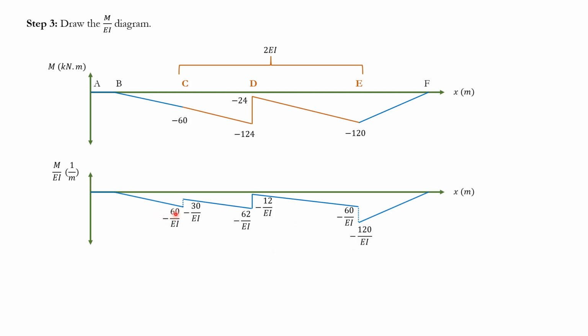So simple as that. Again, any part that has the EI, you just keep it the same. Remember that C, for example, is shared between ABC and CD. So from the left side, it's going to remain negative 60 over EI. But from the right side, since it is 2EI, this one will be divided by 2 as well. So negative 60 over 2EI, which is negative 30 over EI. So just keep that in mind for the shared points. So this is how we do our M over EI diagram.